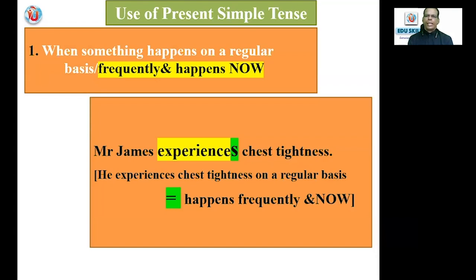Mr. James experiences chest tightness, which means Mr. James experiences chest tightness on a regular basis. It happens frequently, and now he is still experiencing chest tightness. So that's why we use the simple present tense.